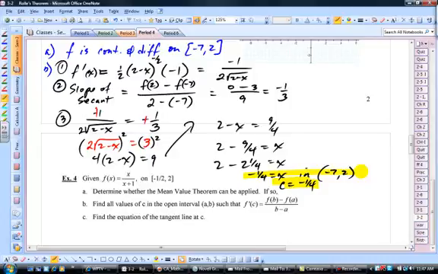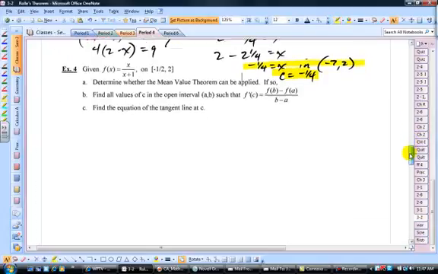You set the slope of the tangent line equal to the slope of the secant line, and you solve. And whatever values you get, those are possible values of C. Which ones do you take? Ones that are on the open interval. What does that mean? They must be between a and b. Okay? All right?